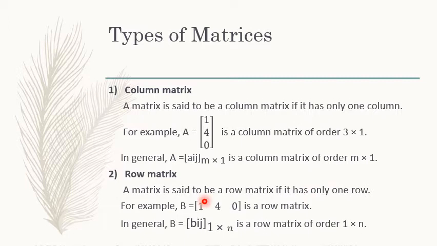Row matrix. A matrix is said to be a row matrix if it has only one row. For example, here this matrix A equal to 1, 4, 0 is written in a row. So here there are 3 columns and exactly 1 row. So these types of matrices are called a row matrix. A matrix which has only one column is called a column matrix. A matrix which has only one row is called a row matrix. In general, a 1 by n matrix is a row matrix of order 1 by n.